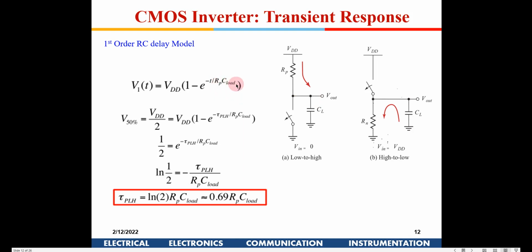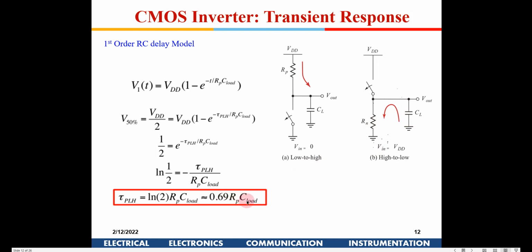Now we want to find out the time taken for this capacitance to get charged to VDD by 2. So I put here 50%, that is VDD by 2, and VDD on the other side. So this equation becomes a half equal to e to the power of minus t low to high over RP C, and then you take a log and compute, so you will get 0.69 RP C load. So this is a simplified version. Similarly, for an NMOS, it will become Rn here, right?